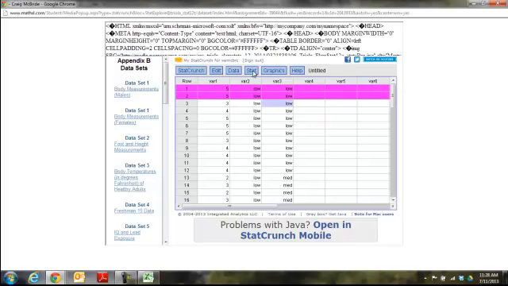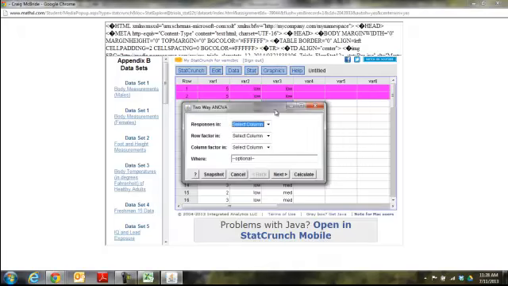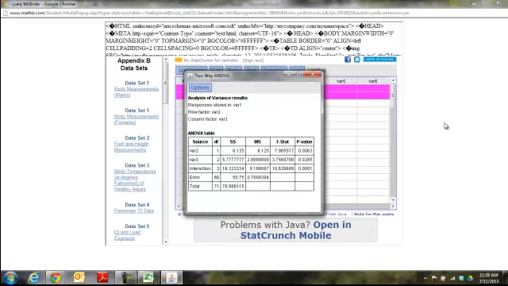Now, if we go to Stat, Two-Way ANOVA, well, our responses are variable 1. Right. The row factor, remember where the row factor was? Hopefully you do. That was variable 2. And the column factor was variable 3. Let's calculate, see what we get. And there it is.